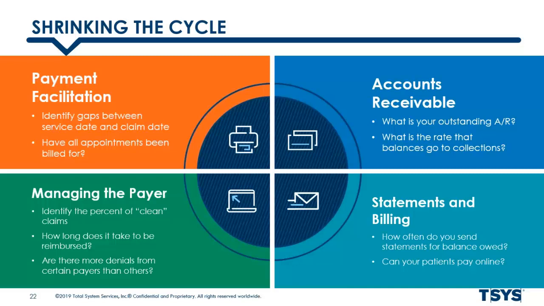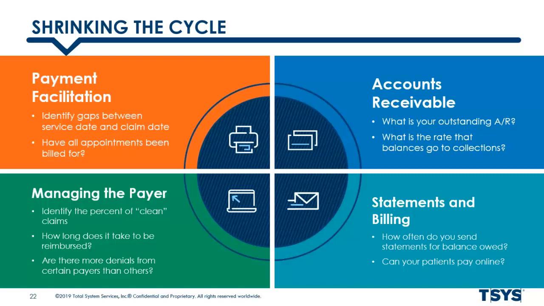So we're going to go around the circle here. In payment facilitation, look at how long it takes from the time the patient comes in for service to when the claim is actually filed. Can you cross-reference the charges billed against the schedule to make sure there's nothing missing from previous appointments, or even what is your consideration of clean claims? How many things are being kicked out? How long does it take you to get reimbursed? And does it differ between payer or insurance company? And does a particular payer seem to deny more than others? Are there consistent issues that are creating those denials?